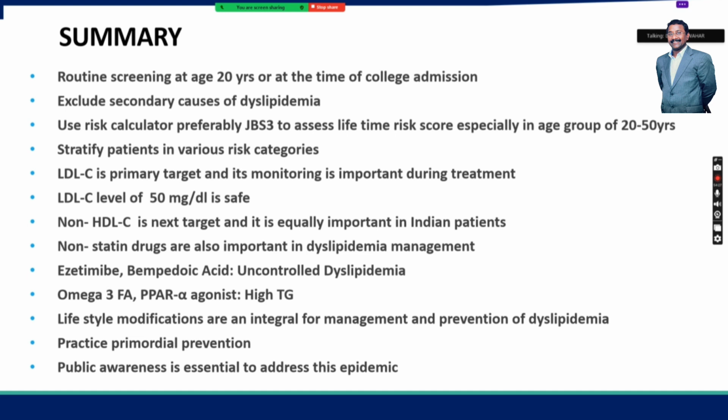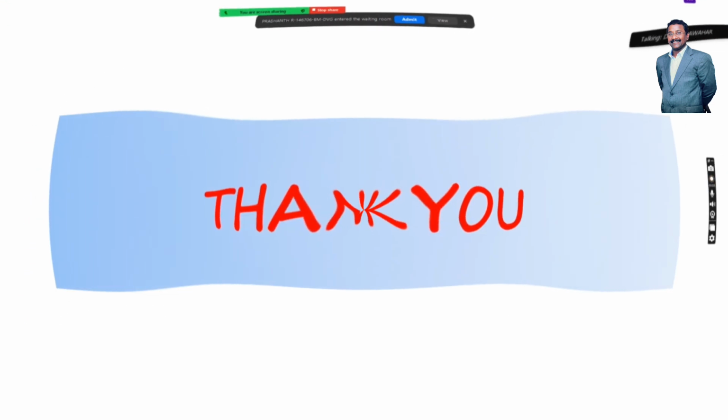Non-statin drugs are also very important, especially ezetimibe, bempedoic acid, omega-3 fatty acids. In the fellow having high triglycerides, PPAR alpha agonists like fibrates. Lifestyle modifications are an integral part of the management and prevention of dyslipidemia. This is a very, very important take-home point. So don't underestimate the value of lifestyle modifications. Very, very important. So practice the primordial prevention. Practice the primary prevention. Practice the secondary prevention. Practice the tertiary prevention. Public awareness is essential to address this epidemic. So thank you one and all for giving the opportunity.